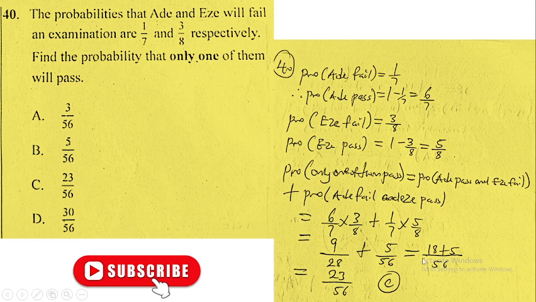Find the LCM, which is 56. That will give us 18 plus 5, then that will be 23/56. And option C is the correct option as far as question number 40 is concerned.